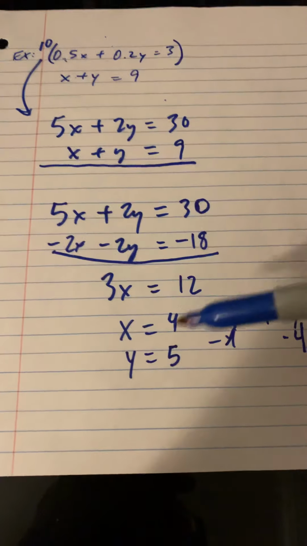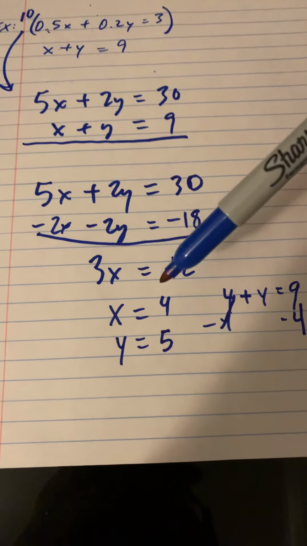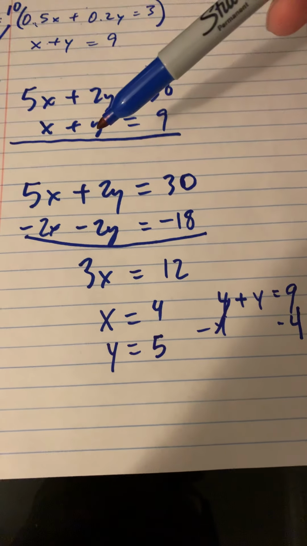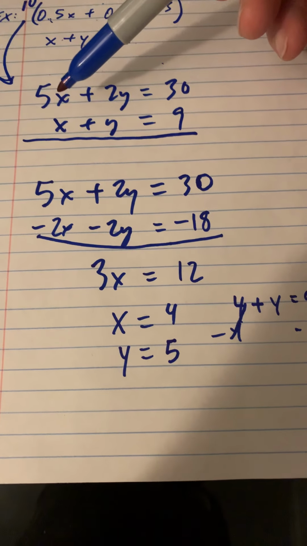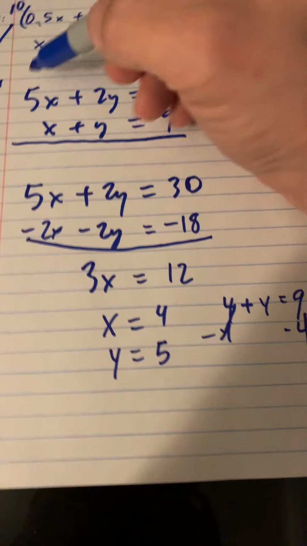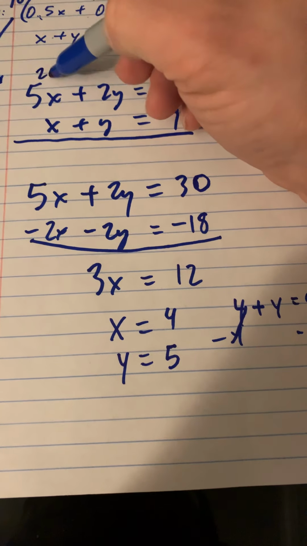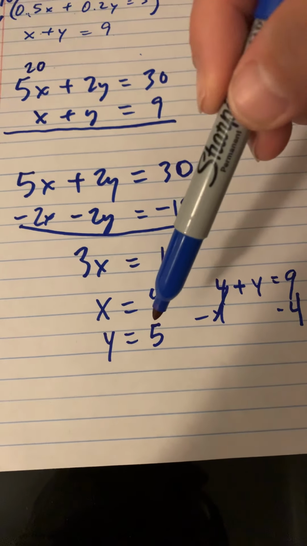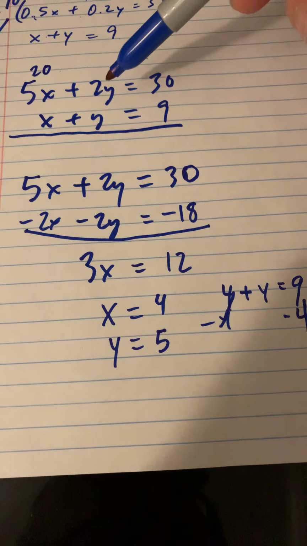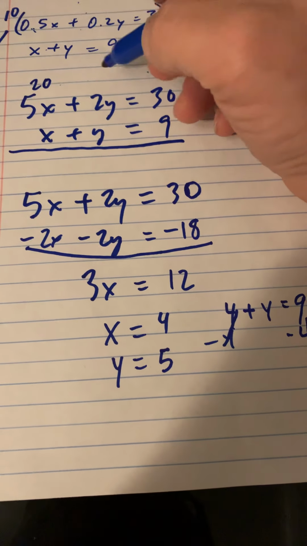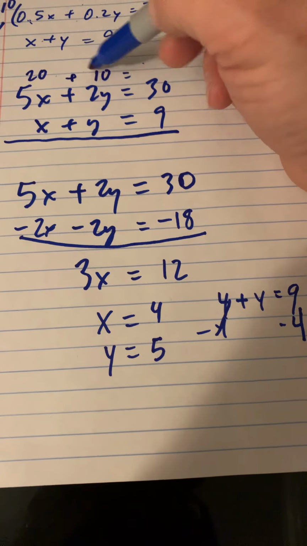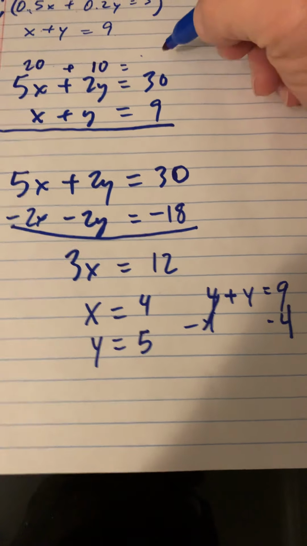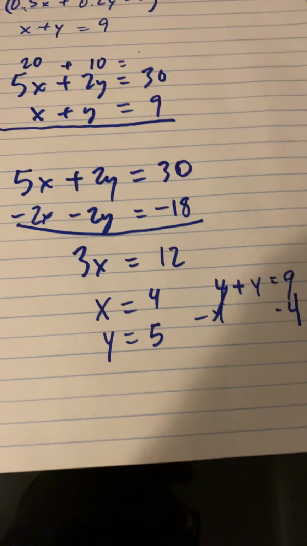And I can plug those in and double check my work. So x is 4, so 4 plus 5 is 9. And then let's try it up here. If I plug in 4 for x here, that gives me 20, because 5 times 4 is 20. If I plug in 5 for y, 2 times 5 is 10. 20 plus 10 is 30, so 30 equals 30. That's correct. I hope this helps. Let me know if you have any questions.